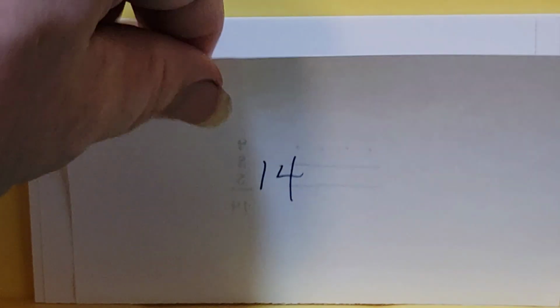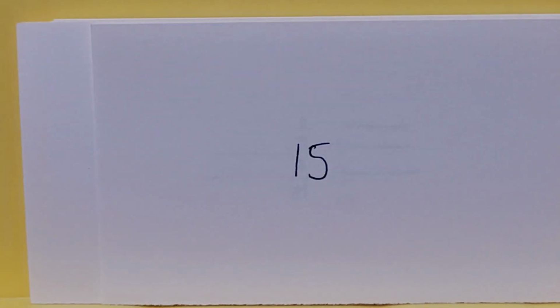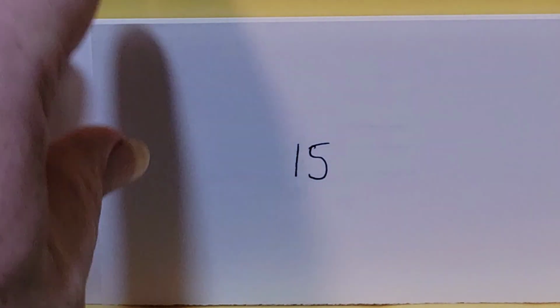14 would be 2 bars and 4 dots. Sure enough, 2 bars and 4 dots. Moving on to 15. You can't have more than 4 dots. So it's exchanged for another bar. So 15 would be 3 bars.